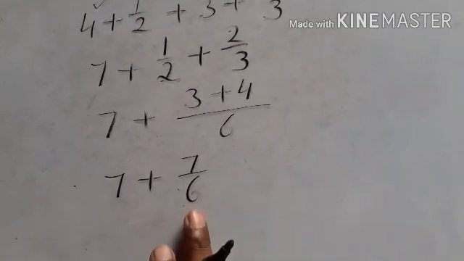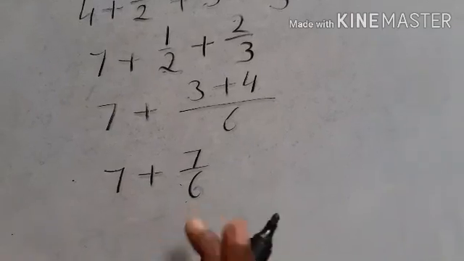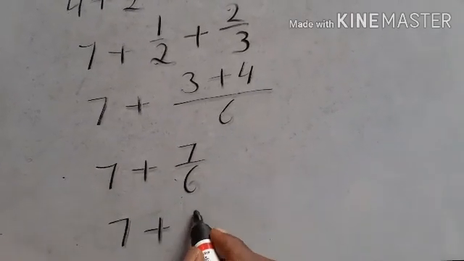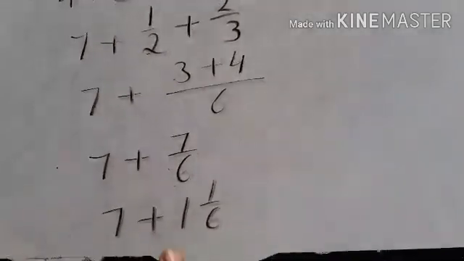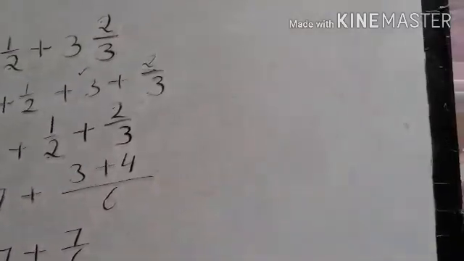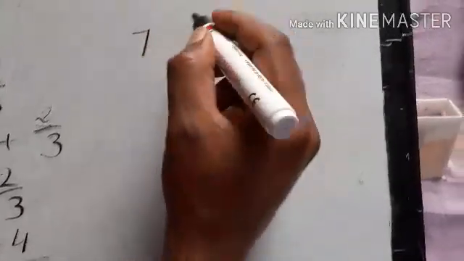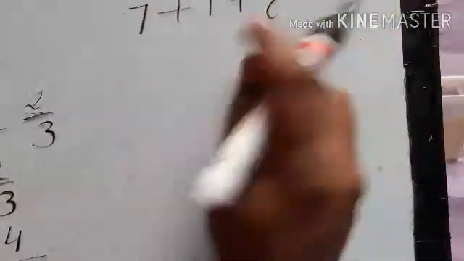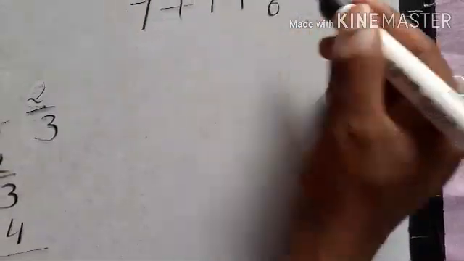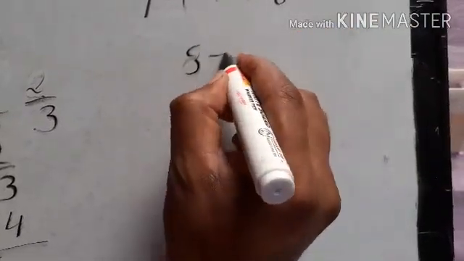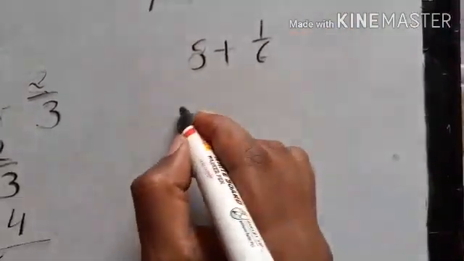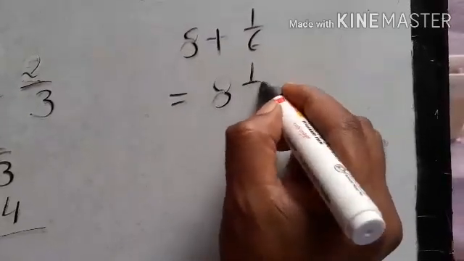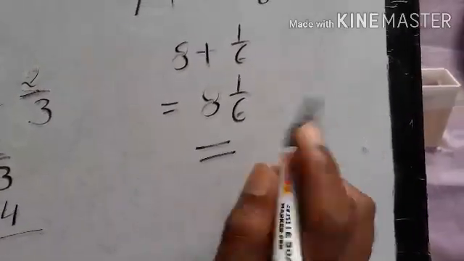So convert this again into the mixed fraction. 7 upon 6 is 1 whole 1 upon 6. This could be written as 7 plus 1 plus 1 upon 6. Now add the whole parts together. So it becomes 8 plus 1 upon 6 and it becomes 8 whole 1 upon 6. So here is your answer.